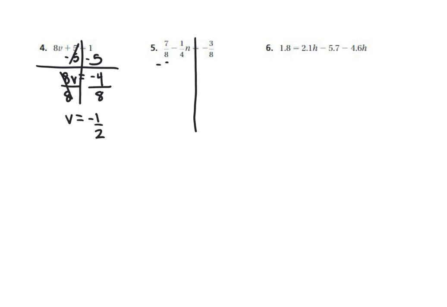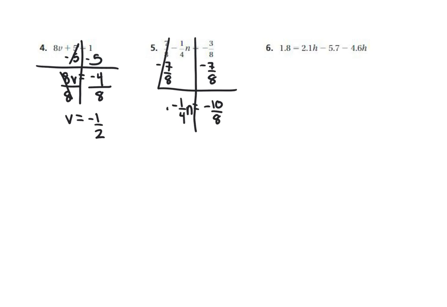For number 5, we'll take away 7/8 from both sides. Opposites cancel, leaving you with -1/4 n. -3/8 minus 7/8 is -10/8.